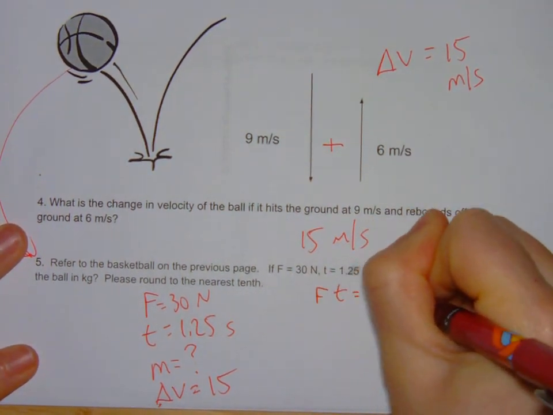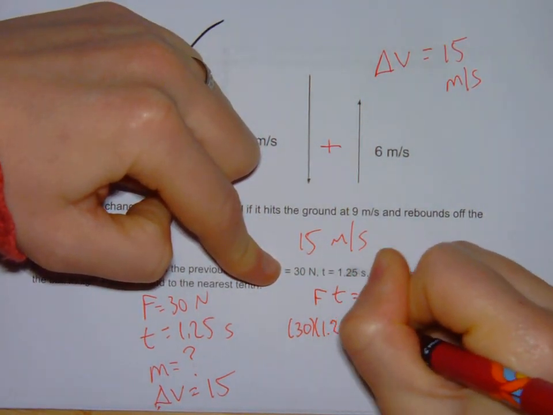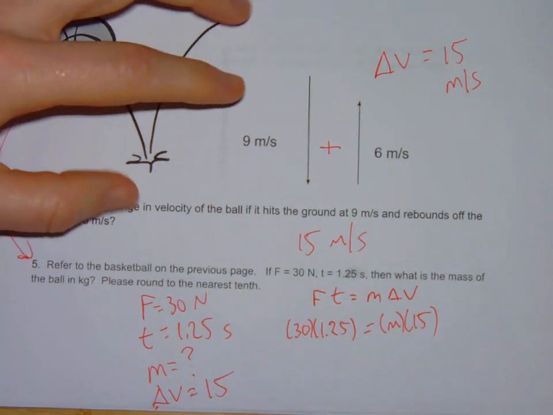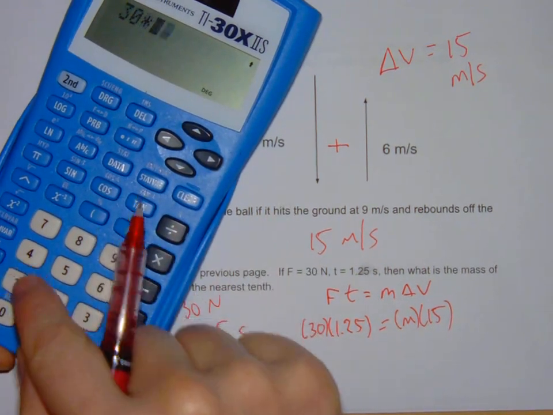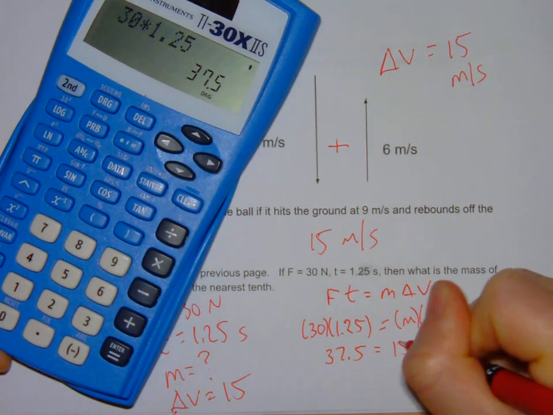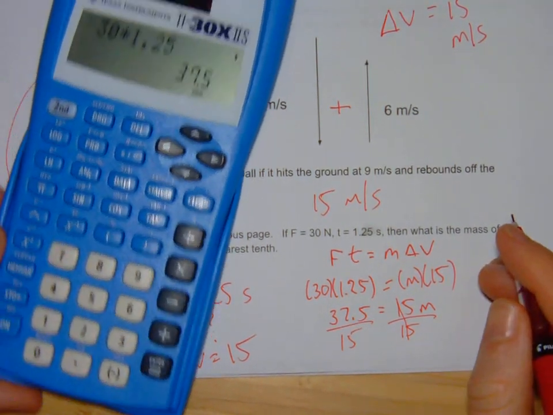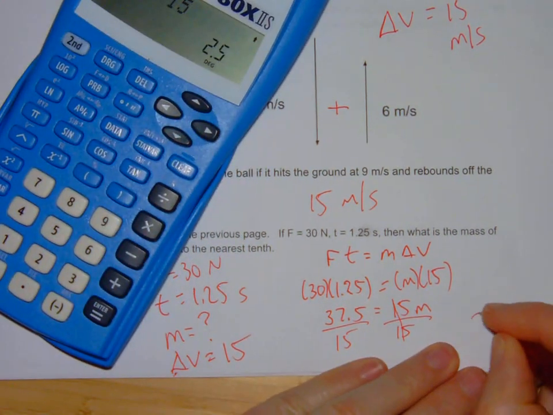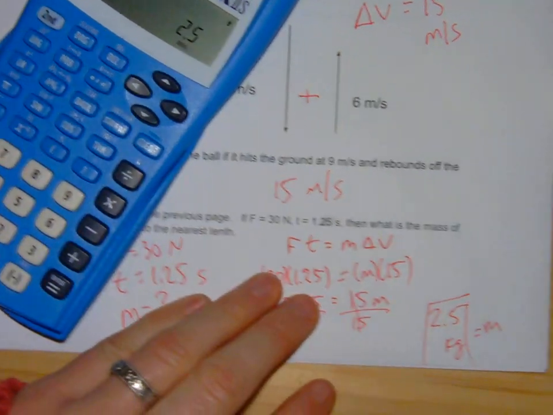it's this formula. And then we just substitute in 30 times 1.25 is equal to the mass times the change in velocity. So we're going to go 30 times 1.25, so 37.5 equals 15m. We're solving for m, so we divide each side by 15. So 37.5 divided by 15, answer is 2.5. So that basketball is approximately 2.5 kilograms.